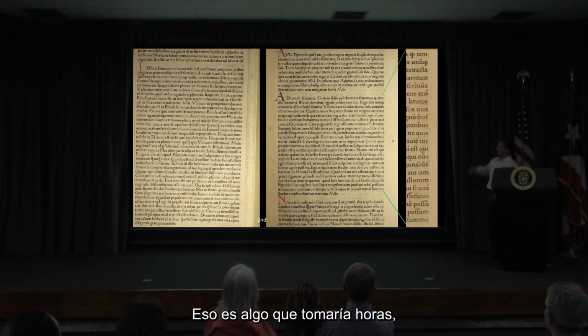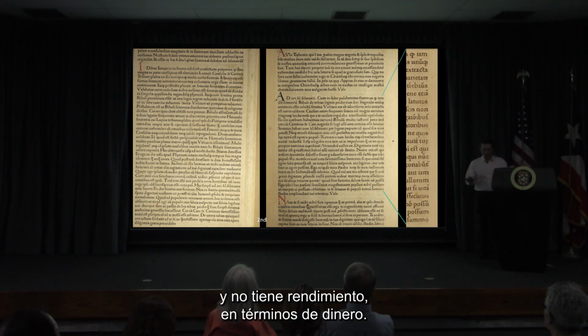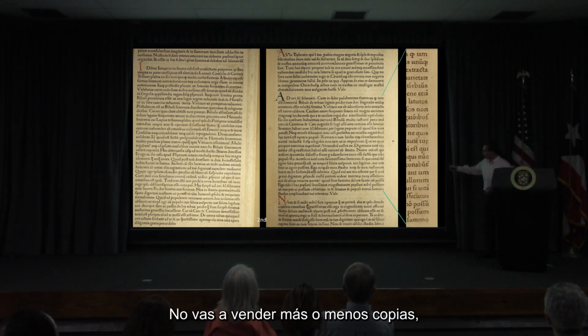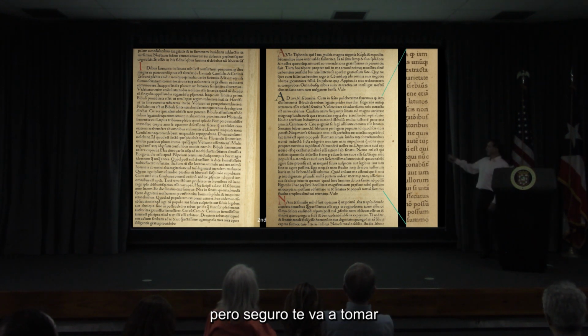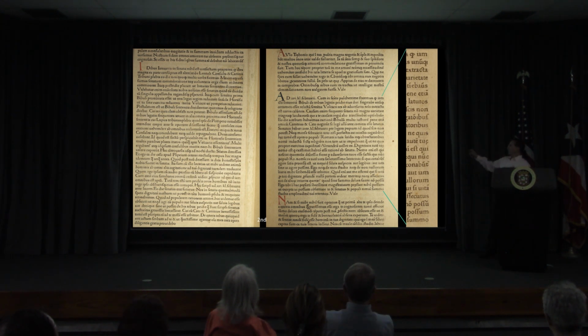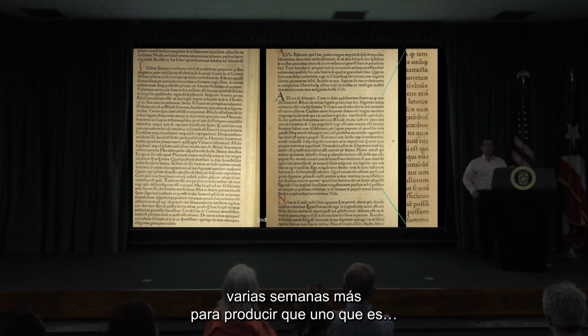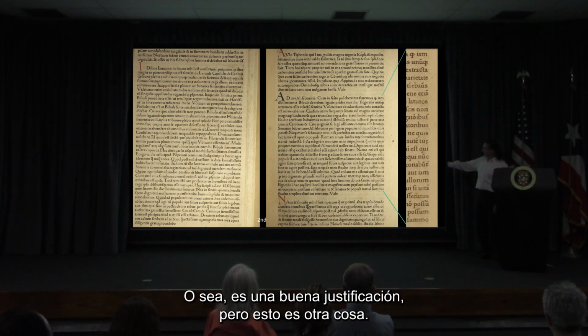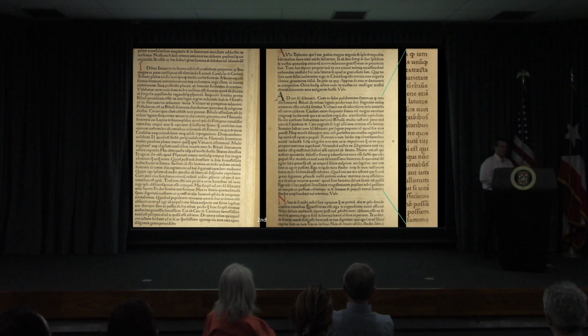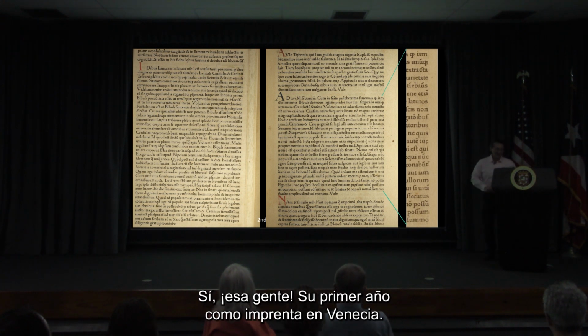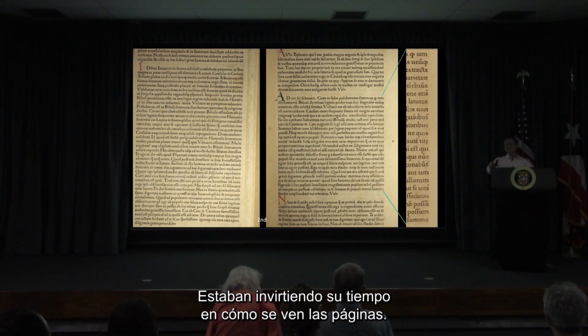That is something that will take you hours to do. And it has no return in terms of money. You're not going to sell more or fewer copies, but surely this is going to take you several more weeks to produce than one that is, I mean, a good justification, but this is something else. Yeah, those people. Year 1 of printing in Venice. See, these people were investing their time in how pages look.